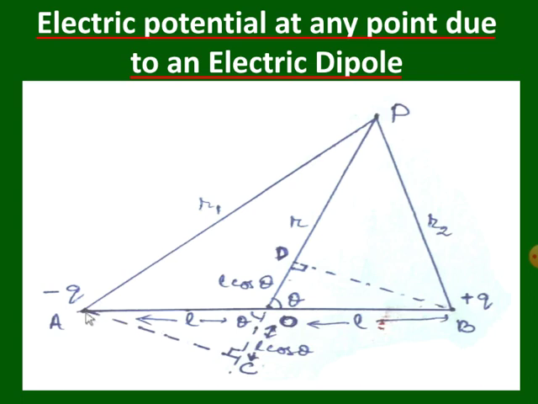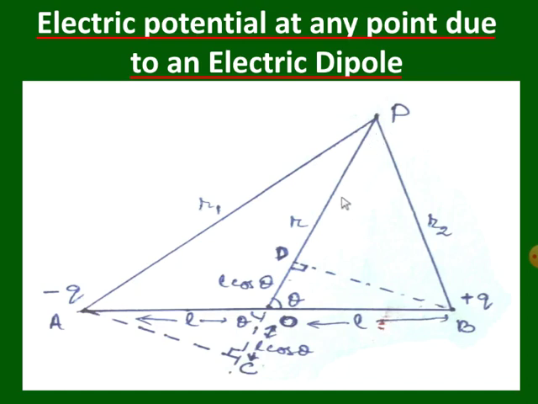Don't forget that this AB is an electric dipole, right? So let's see. Before going further into that derivation, let me tell you some things which are very essential, okay? Now this AP will be equal to, no doubt, your R1, and as I said, AP will be approximately equal to PC.